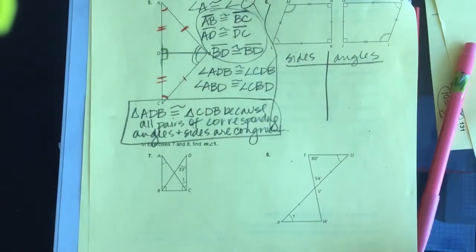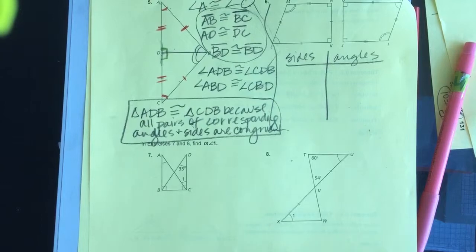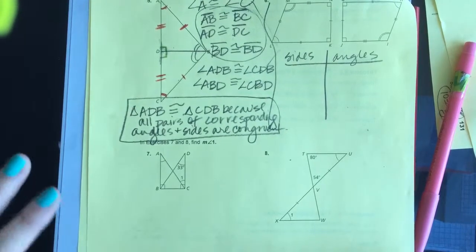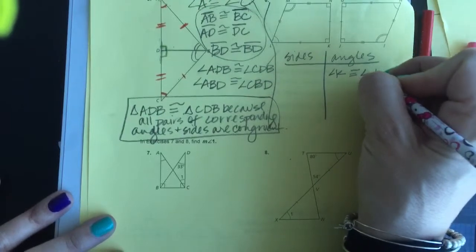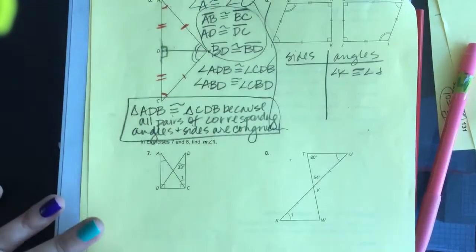And then over here I want to see if I can match up 4. I think we've got enough on number 6 over here. Let's talk angles first. Angle K, angle J. They're both 90. Angle K and angle J are congruent.